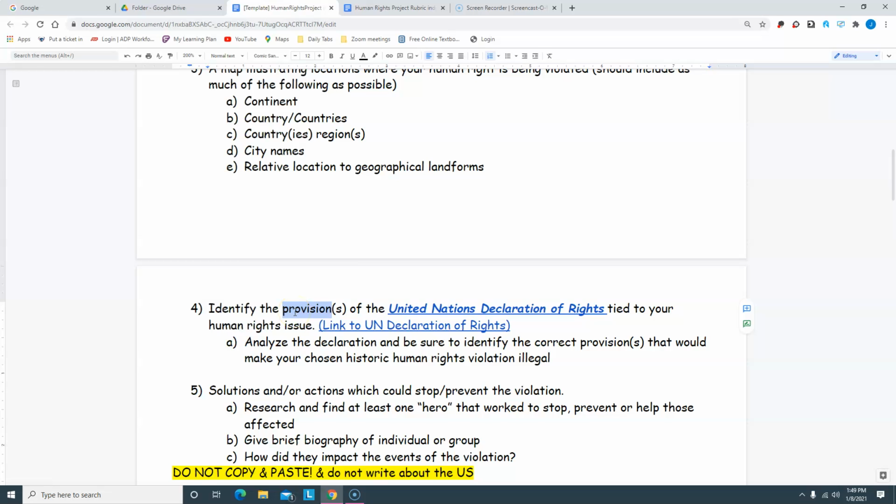The Holocaust was a crime. These are laws identifying those crimes. Find a provision that makes sense, that links with the Holocaust.